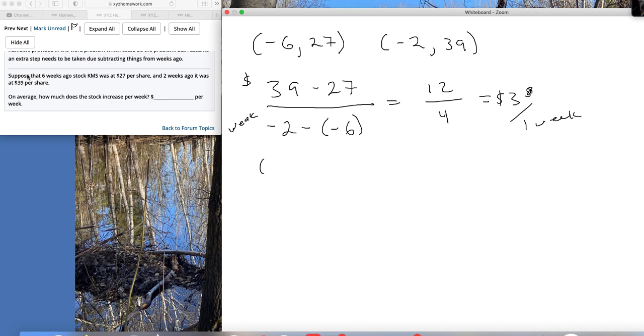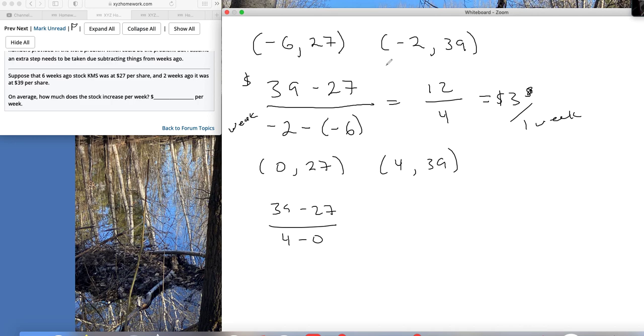Another way to set this up is, it's saying 6 weeks ago the stock price was at 27. So let me just let 6 weeks ago be 0. And so time equals 0 is 27. And then 2 weeks ago, in my head I'm going, that would be 4 weeks later. So 4 weeks after 6 weeks ago, the price was 39. And if I do that, then I go the same 39 minus 27 over 4 minus 0. And you can see I'm going to get to the exact same spot that I did up here. So where I define 0 doesn't matter particularly as long as I'm consistent.